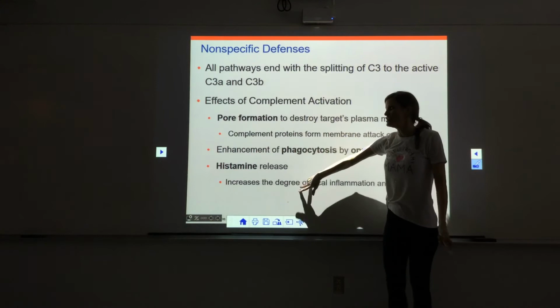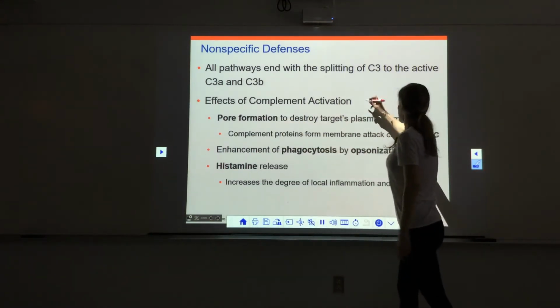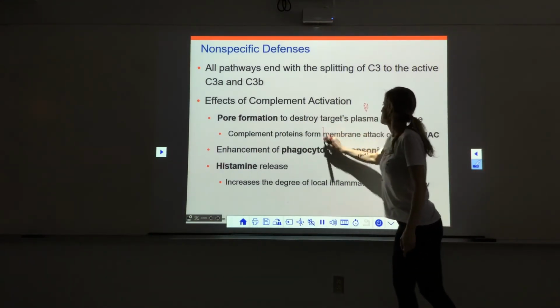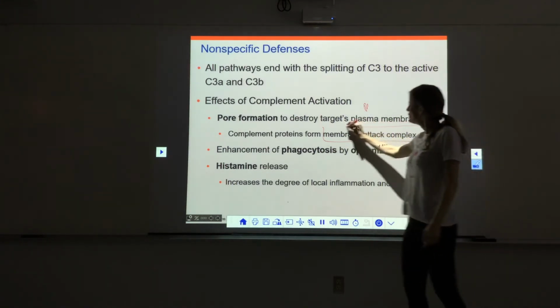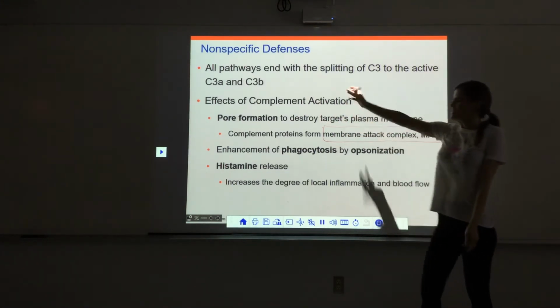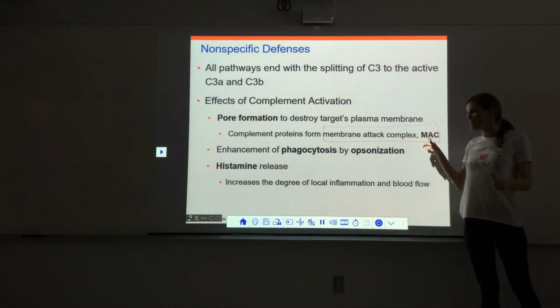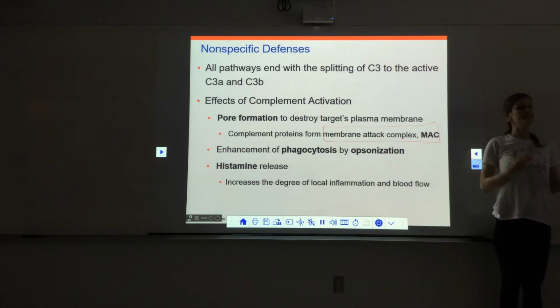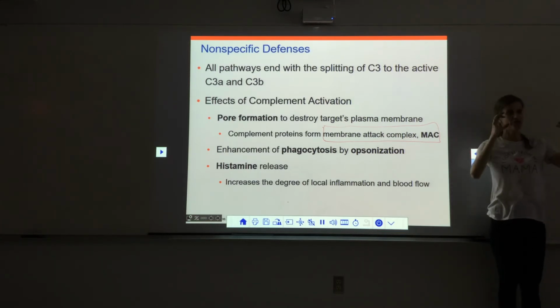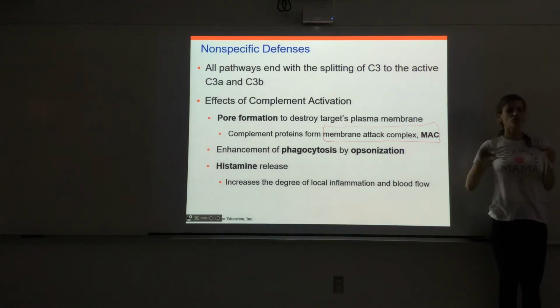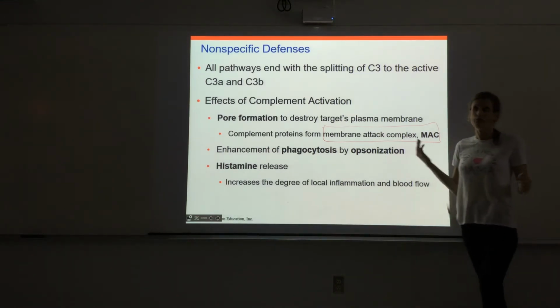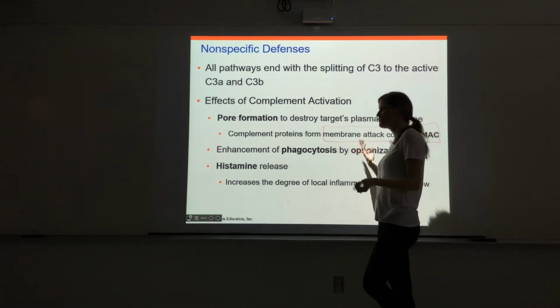So what are the things that we can do? We can form something called the membrane attack complex. Once we activate C3a and C3b, they join together with numerous other proteins and they form the MAC, or the membrane attack complex. It does just what it says. It attacks the plasma membrane of the target. So kind of like the perforins, how they create little pores, kind of like that, right? We destroy the integrity of the target's plasma membrane. That would destroy the target cell.